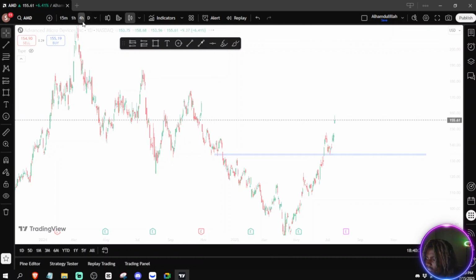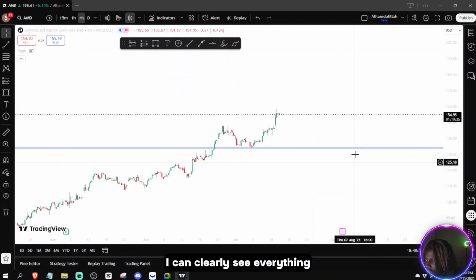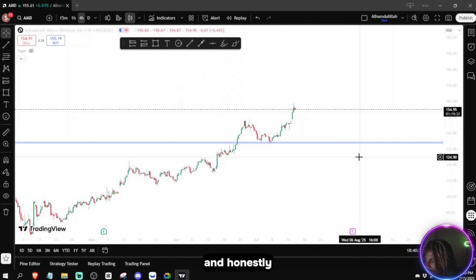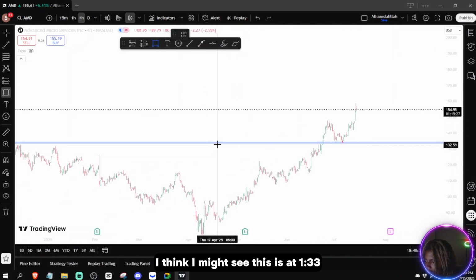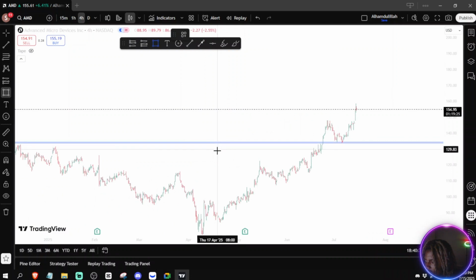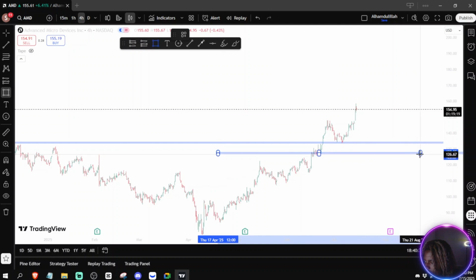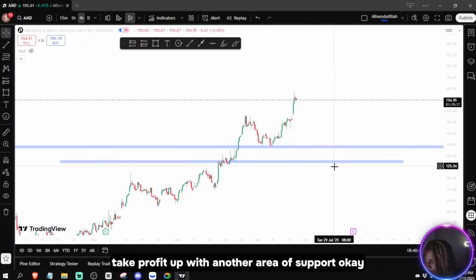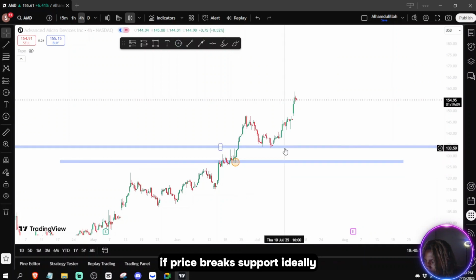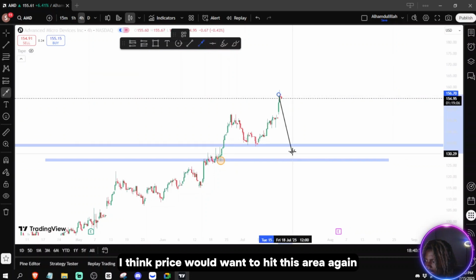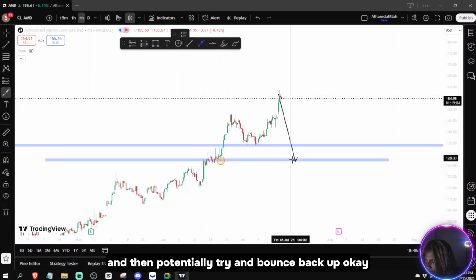If I get on my 4-hour time frame here, I can clearly see everything. And honestly, this support got broken. I think this is at 133. And then I'm just going to line my take profit up with another area of support. Especially with single wicks like that, if price breaks support, ideally I think price would want to hit this area again and then potentially try and bounce back up.